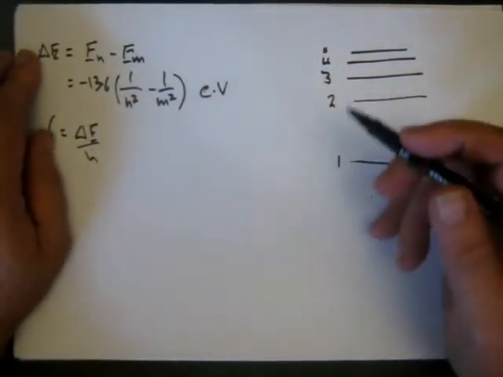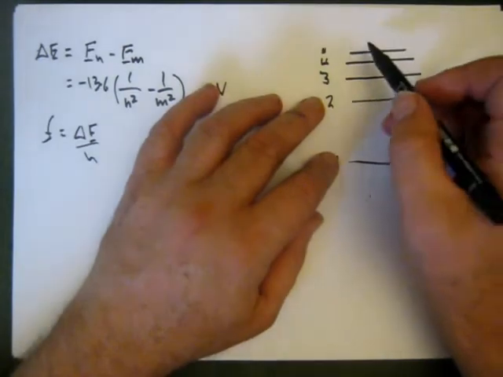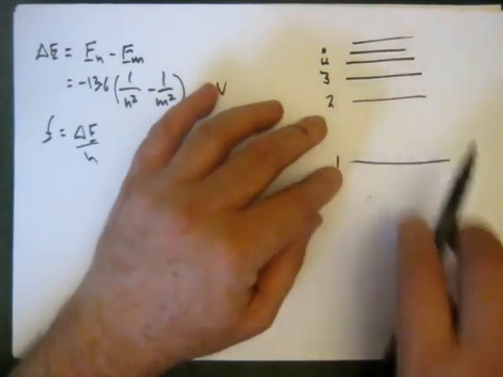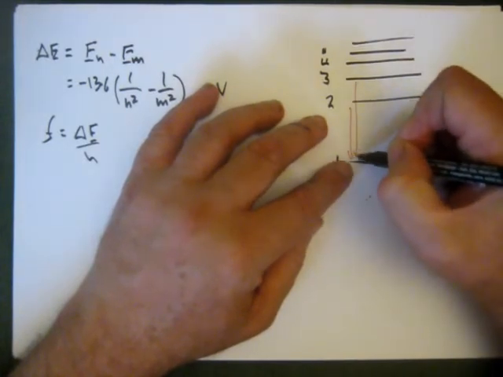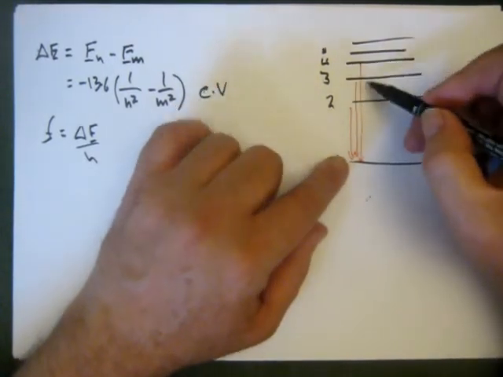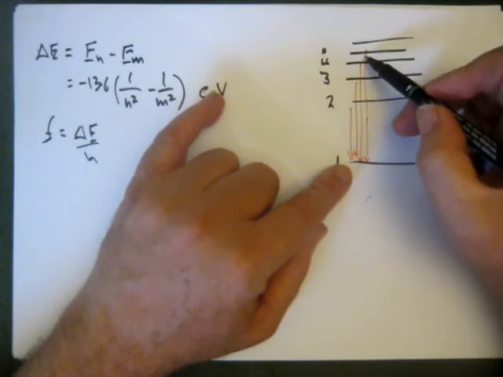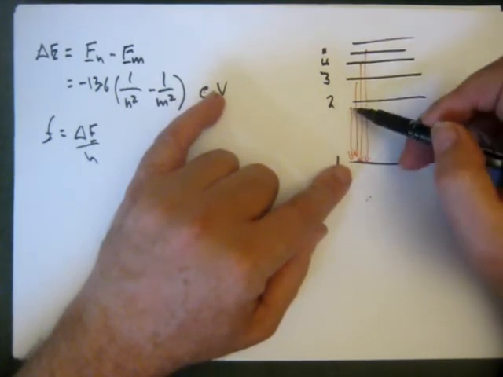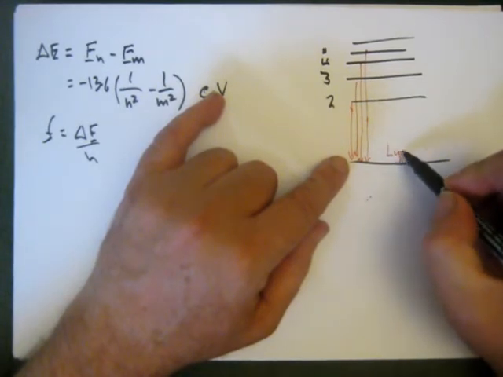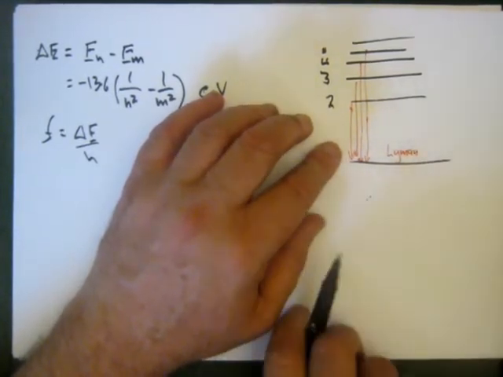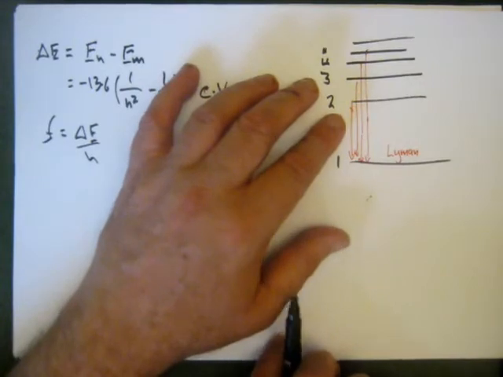So we actually give these series names. If an electron is jumping all the way down to the bottom level, it might go from the 4th level down to the 1st level, or the 2nd level down to the 1st. We call this the Lyman series, after the physicist that first proposed this.